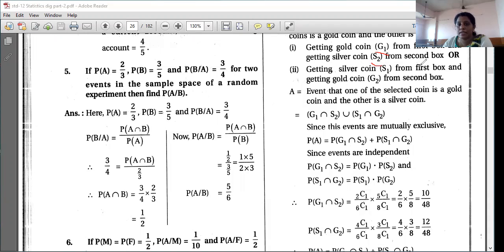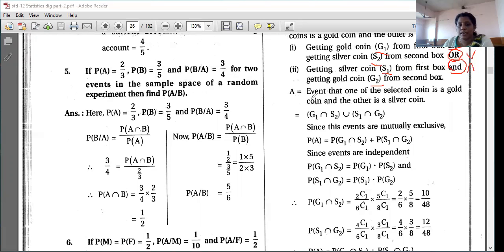Or it can happen that we get a silver coin from the first box. Since it is the first box, we use 1, and 2 for the second box, and getting a gold coin from the second box, that is G2. Okay, now look, and means intersection, and or means union. Remember that thing. The whole sum revolves around this.